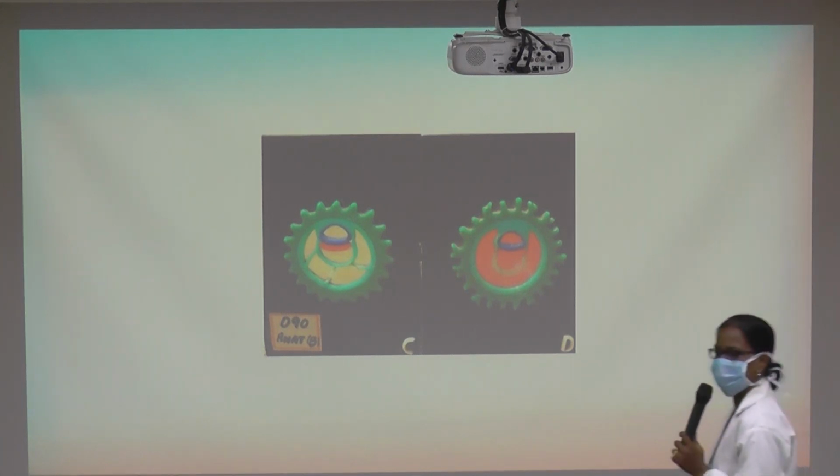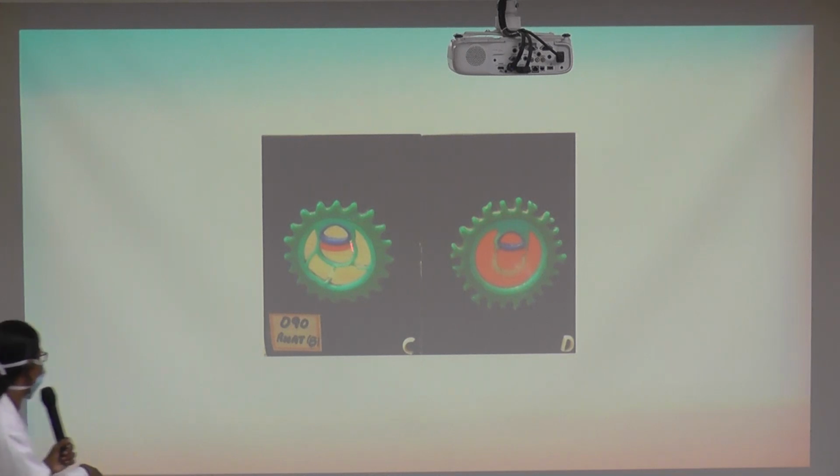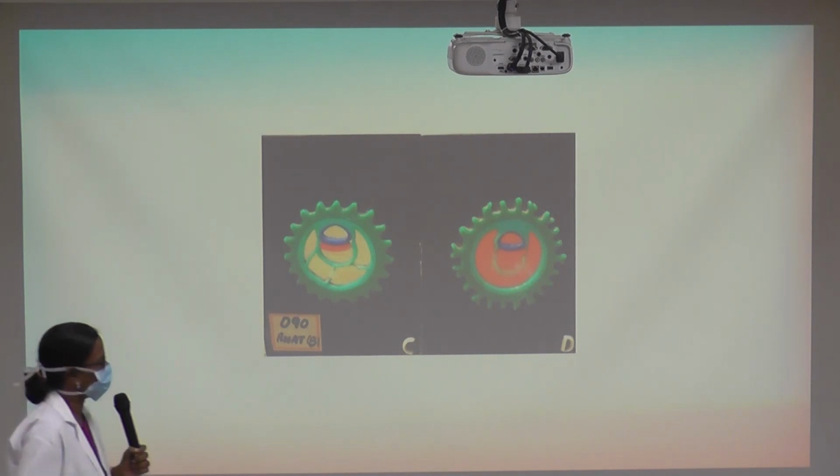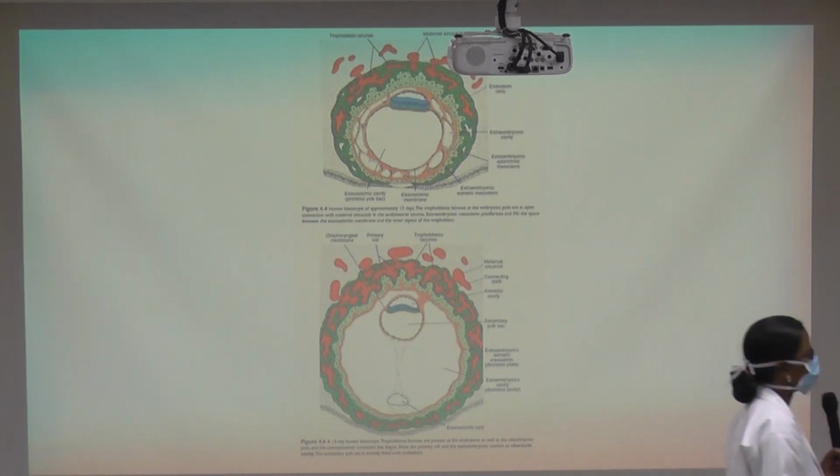What about in this one? Is epiblast and hypoblast formed here? Yes. Okay, so the bluish layer you're seeing here, is it epi or hypoblast? Epiblast. Okay, and the reddish one? Hypoblast. Okay. Same thing.